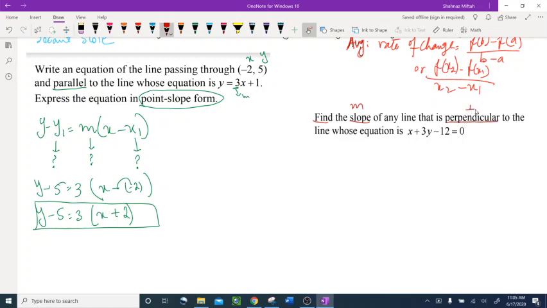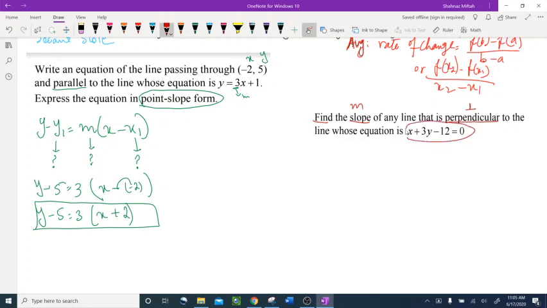Perpendicular, if you remember, means reciprocal and opposite signs, or the product of the two slopes is -1. Then it means the lines are perpendicular to the line whose equation is this.